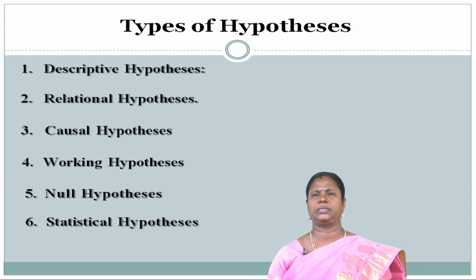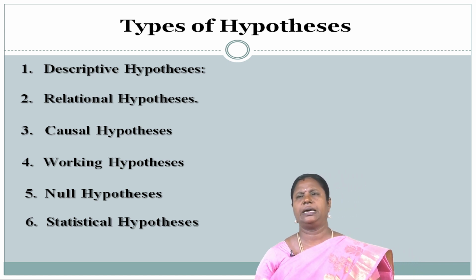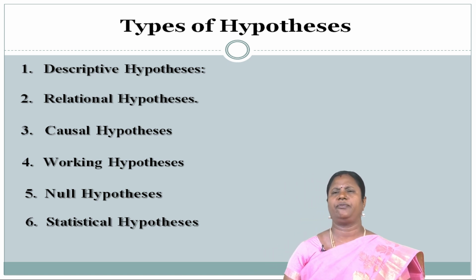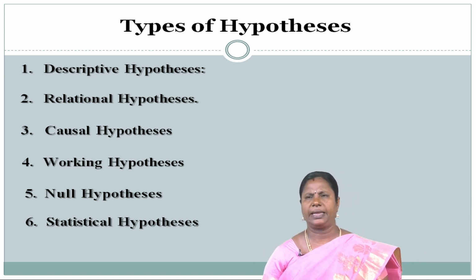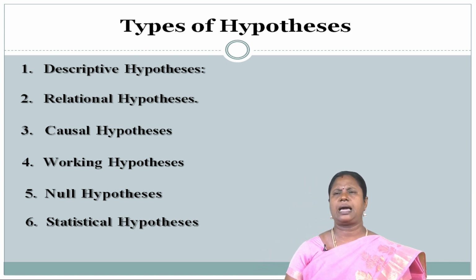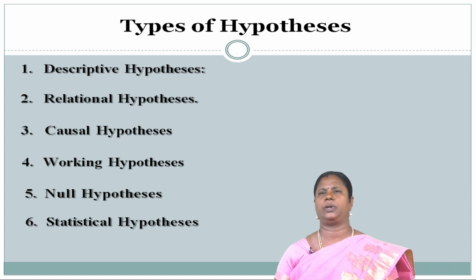Relational hypothesis. These are propositions which describe the relationship between two variables. For example, families with higher incomes spend more for recreation. Upper class people have fewer children than lower class people.